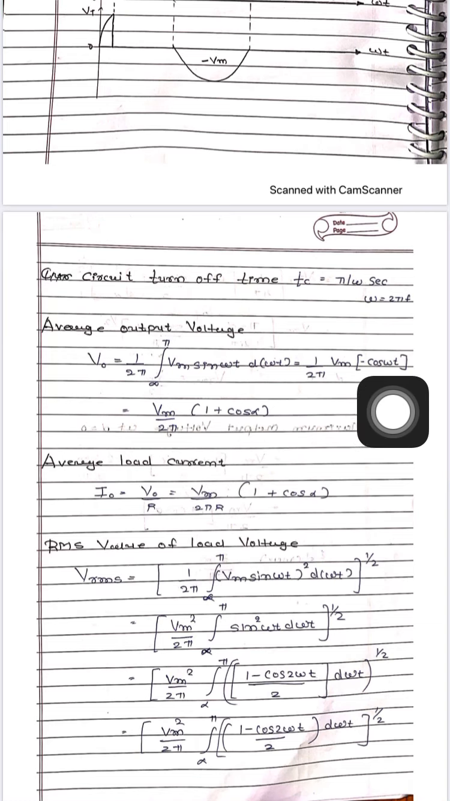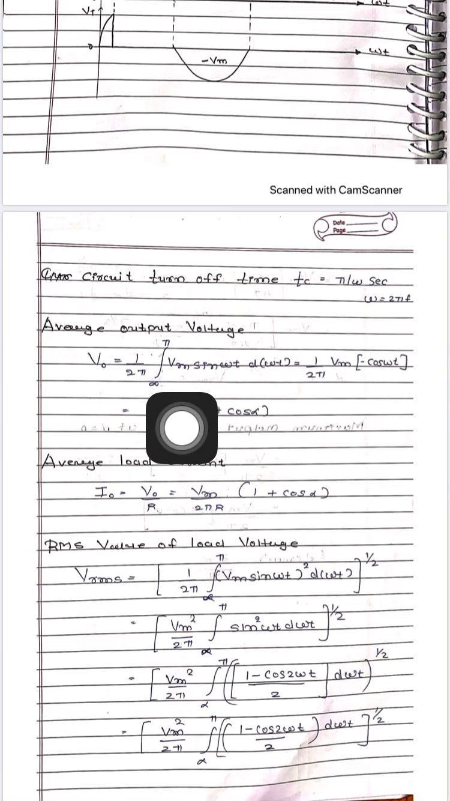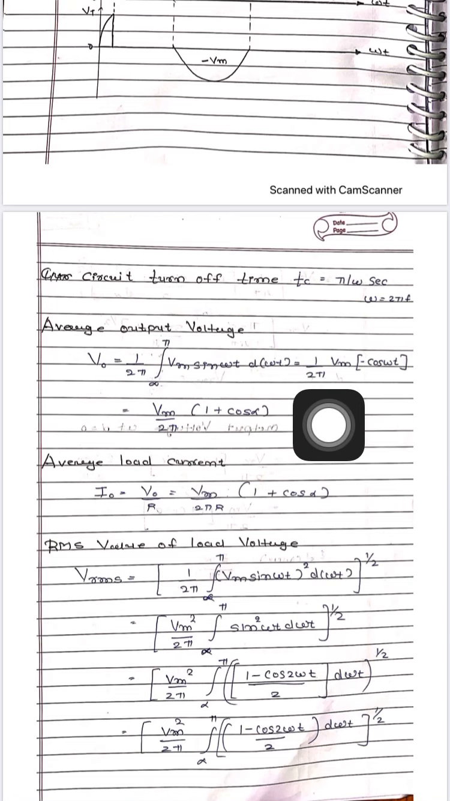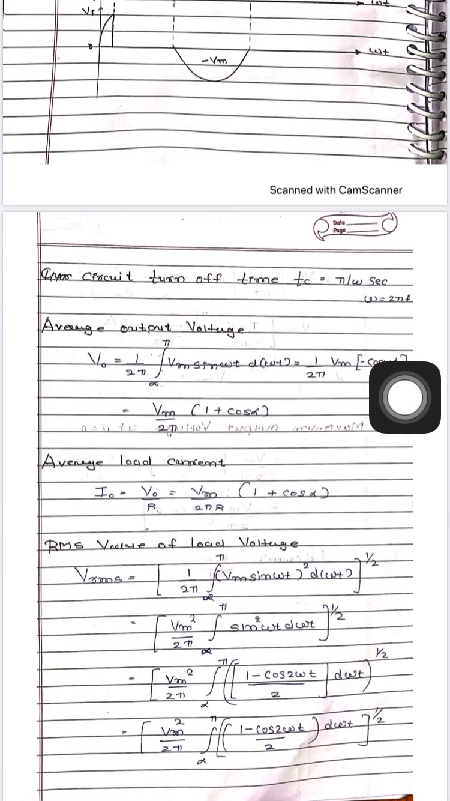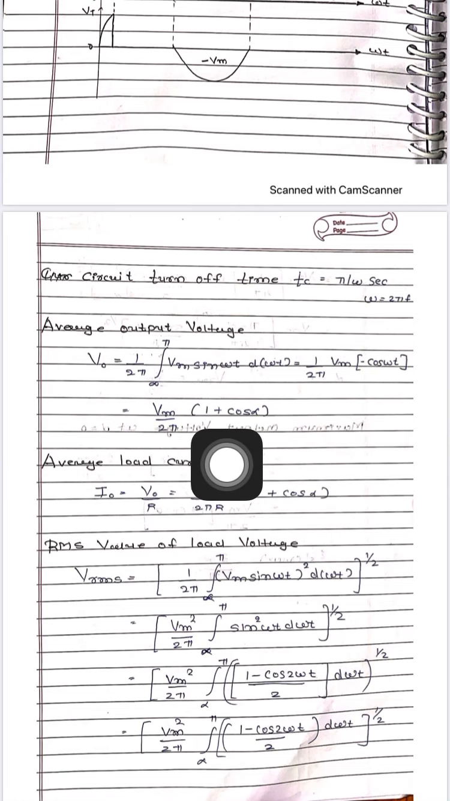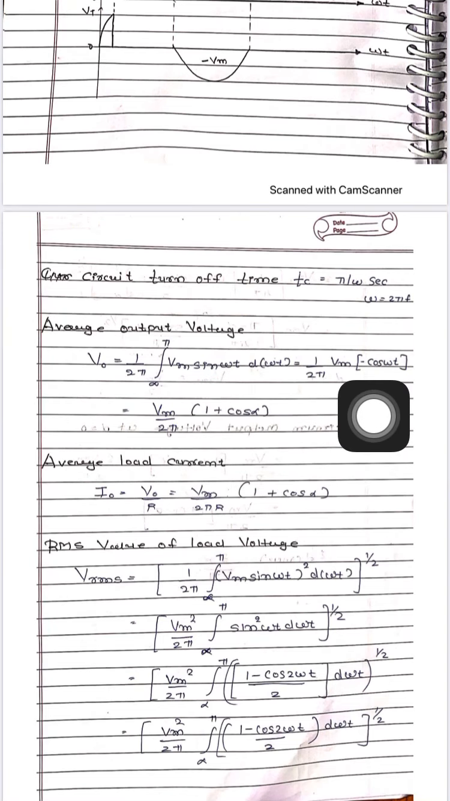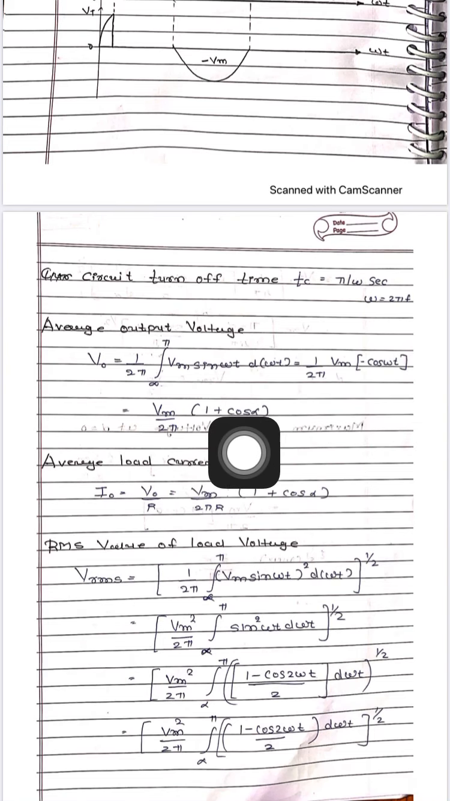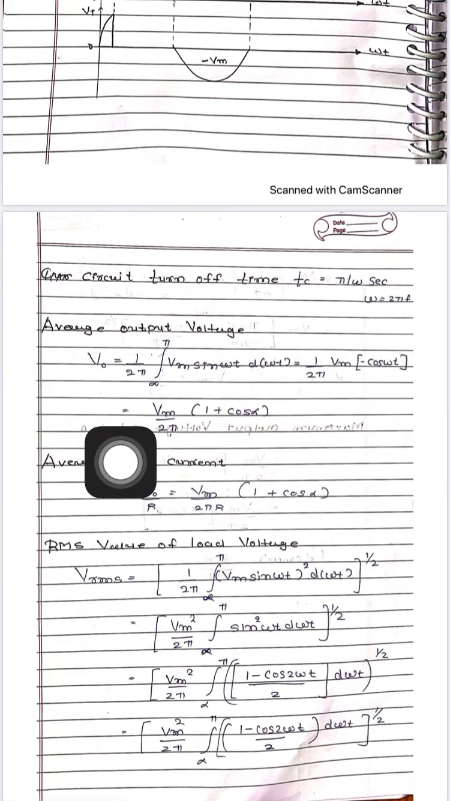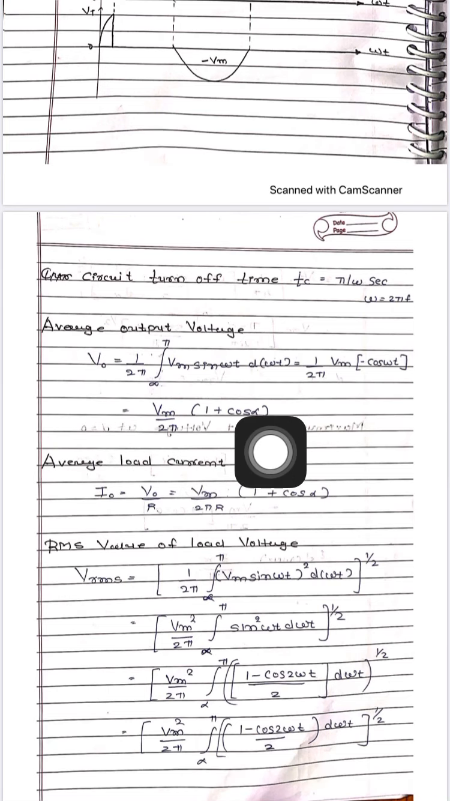How 1 plus cos alpha? You have to put omega t equal to alpha and omega t equal to pi. First, cos pi, pi means 180 degrees, cos 180 is minus 1, and then minus cos alpha. So cos pi minus cos alpha becomes 1 plus cos alpha, where the sign turns to plus.